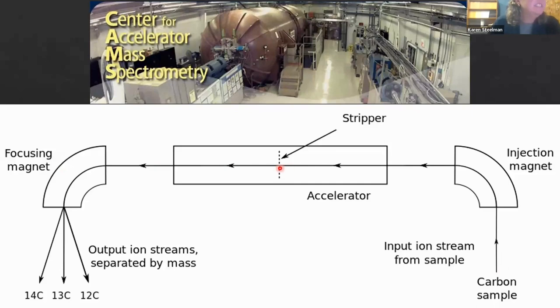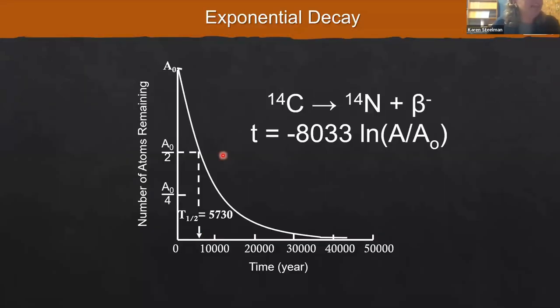And there's some reasons to do all of this, to make sure you're getting rid of things like carbon molecular ions and some things that are interferences. But on the back end, you're actually counting the number of carbon-14 isotopes and the number of carbon-13 atoms. And so you look at that ratio, and that ratio then gets put back into this graph where you come across and you calculate the age.